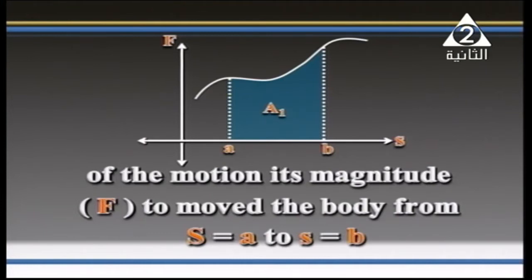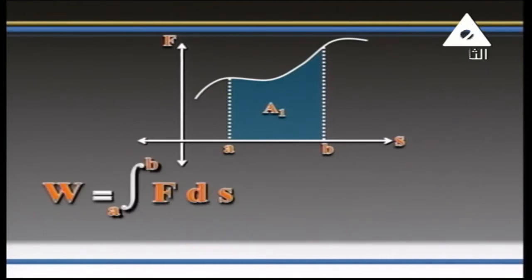In this example, or in this figure, we can find the work done by using integration. The work done from A to B, my dear students, is the area under the curve from A to B, by using integration, or definite integration from A to B, F ds. My dear students, this is a very important rule.